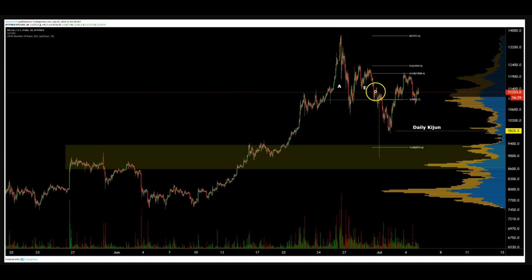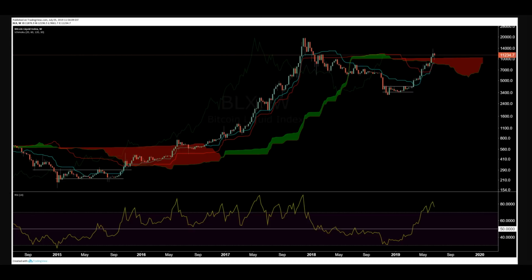None of that really mattered to me because I was watching the daily Kijun the most as far as a bounce point. So even though the measured move and the 1618 extension looked good as far as previous support, like the order block area, the probability of us dropping more than 30% past the daily Kijun was just slim at that point. So if we look at the weekly cloud, a few things.